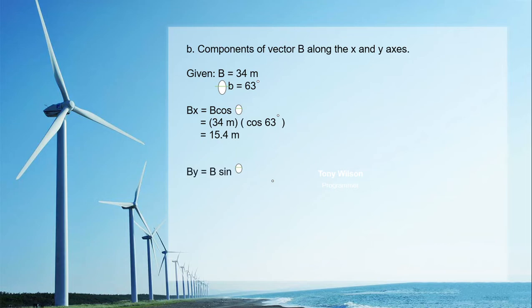For the component along the y-axis, you always use sine. To avoid confusion, we have to be consistent. If x is unknown, we have to use the cosine function. If y is unknown, we have to use the sine function. For B, we have 34 meters, that's the magnitude, and the angle is 63 degrees. So 34 meters times sine 63 degrees is 30.3 meters. That's the magnitude of the component of vector B along the y-axis. Now that the components are all known, we can solve for the magnitude of the resultant vector. How?